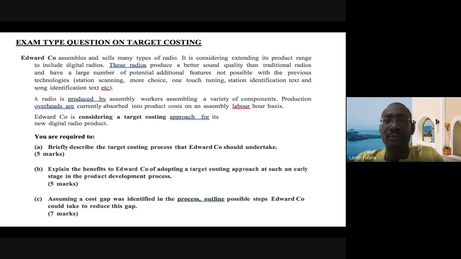Okay, good. So we know the cost gap, of course, and now how are we going to eliminate the gap?